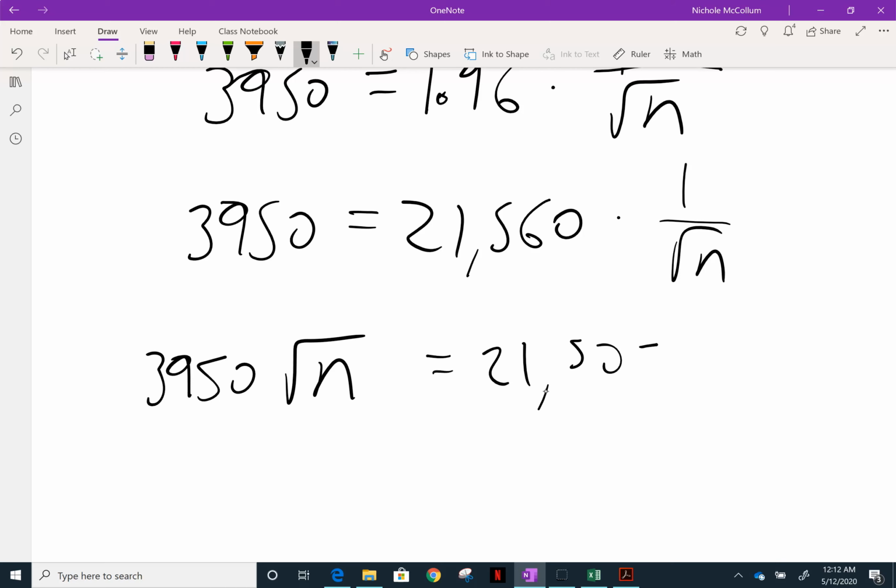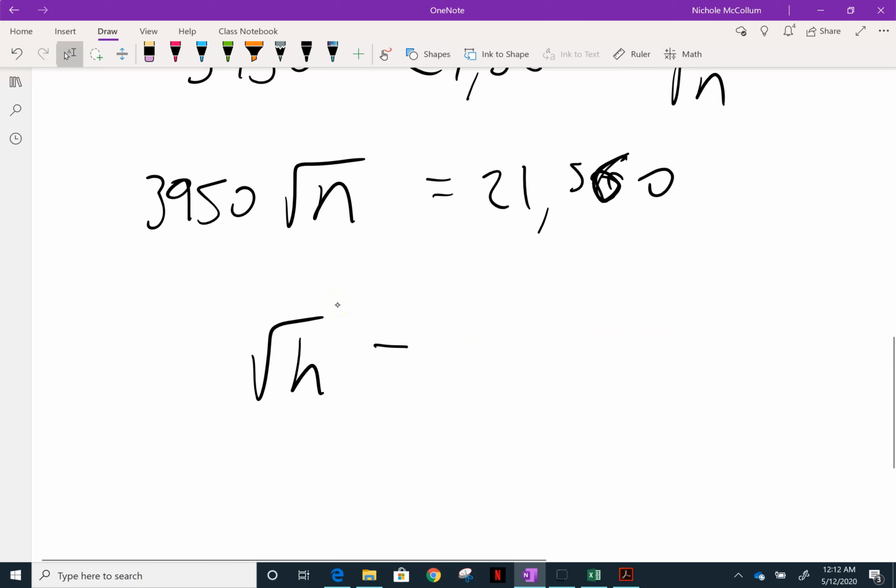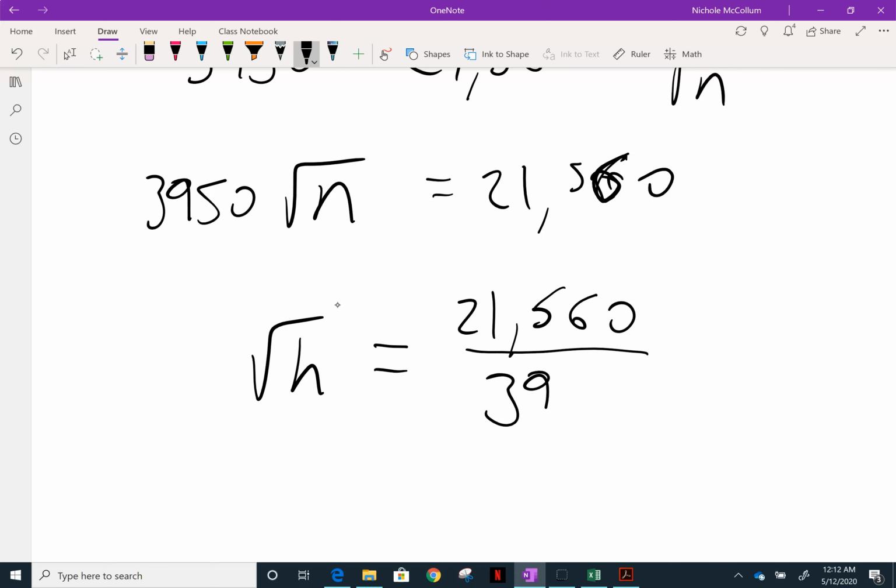So all I did was I multiplied the radical n over. Now, I'll divide the 3950 the other direction. And then me and my calculator will get this number. So 21,560 divided by 3950 gives me a whopping 5.46 to 2 decimals.